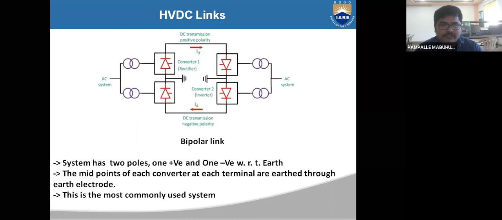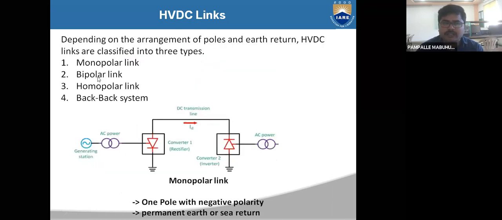If you observe the first three, the monopolar link, bipolar link and homopolar link, the converter station will be located at one place and the inverter station at another place. See here in this figure, the monopolar link. This converter station, which is a rectifier station, will be at the generating station, and this inverter station, converter 2, will be near the load locations. These two are connected through this transmission line.